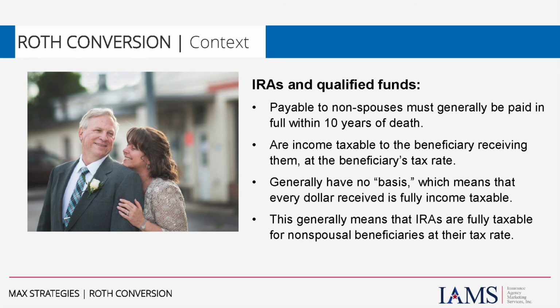So when we look at IRAs and qualified funds, how do they pass on? If we're passing these on to non-spouse beneficiaries, the account has to be liquidated in full within 10 years of death. So the old stretch IRA or the multi-generational IRA concept is no longer available to us. The funds coming from those IRAs are going to be taxable to the beneficiary receiving them at that beneficiary's income tax rate. Qualified funds are not going to have a cost basis because we have not paid any tax on those monies yet. And that typically means that the IRA account that we pass on is going to be fully taxable to those non-spousal beneficiaries.